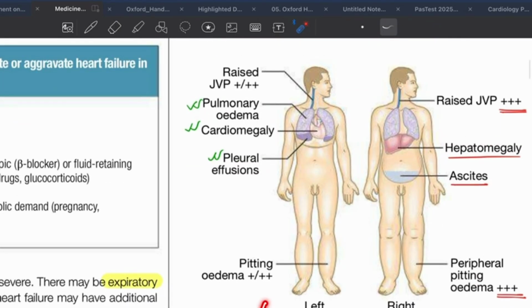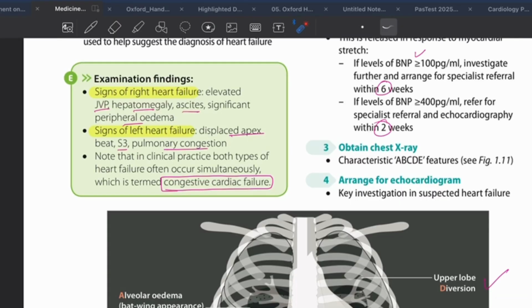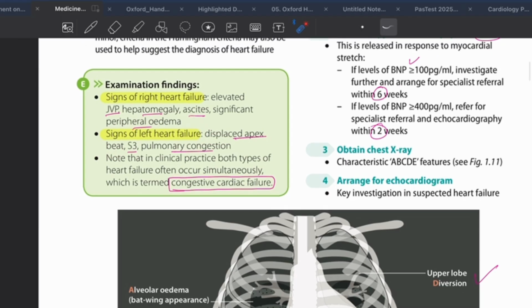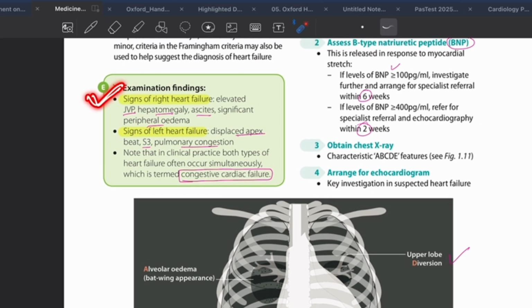In case of left heart failure, we will see clinically there will be pulmonary edema and also there will be pleural effusion. Here you can see there will be pleural effusion, pulmonary edema. In case of left heart failure, what will be the clinical signs? There will be pulmonary congestion and also we will be able to see pleural effusion, displaced apex beat. Altogether, this right heart failure and left heart failure is termed as congestive cardiac failure.